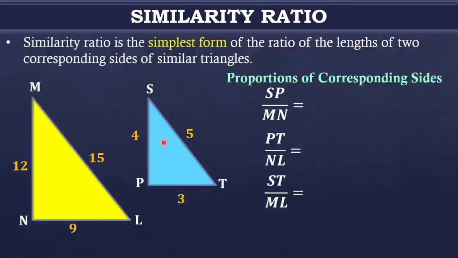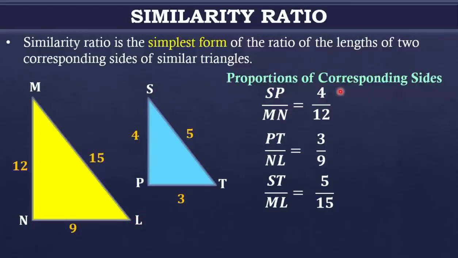So, ngayon, kukunin natin yung mga sukat nila, yung measurement. So, for SP, we have 4. For MN, we have 12. So, that is 4 over 12. Okay? So, from here, we also have 3 over 9 for PT. So, for PT, we have 3. For NL, we have 9. And then, for ST, we have 5. For ML, we have 15.